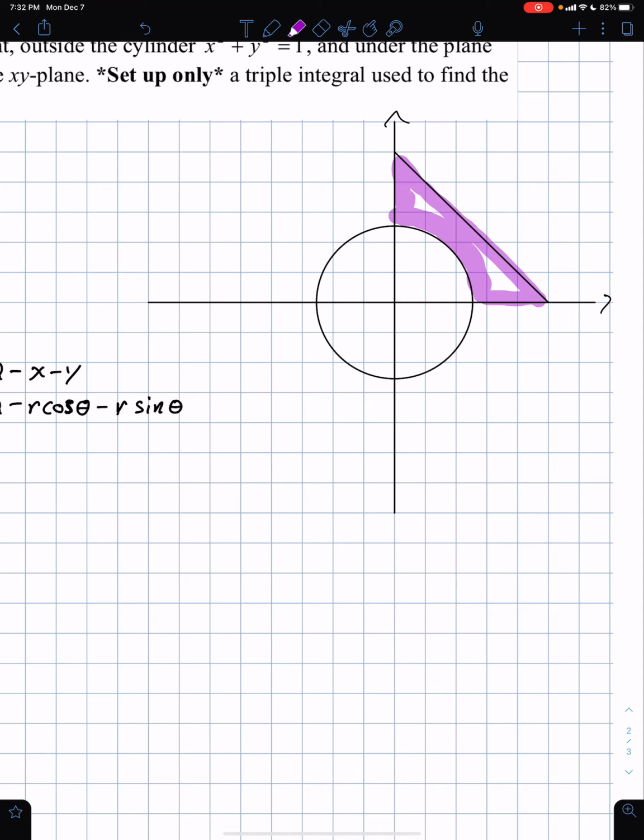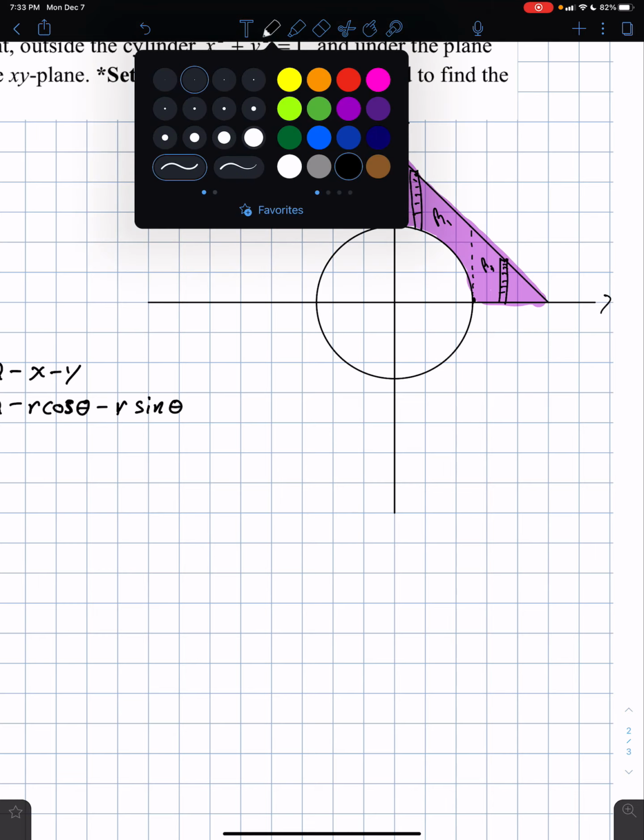So let's take a look at this. This is what I wanted to talk about. When you're adding up around this region, if you did rectangular, you got to go from here up. And you see you're going to have basically two different regions, right? You're going to go from the circle up to the line. And then right here, it's going to be the x-axis up to the line. So you'd have to have region 1 and region 2.